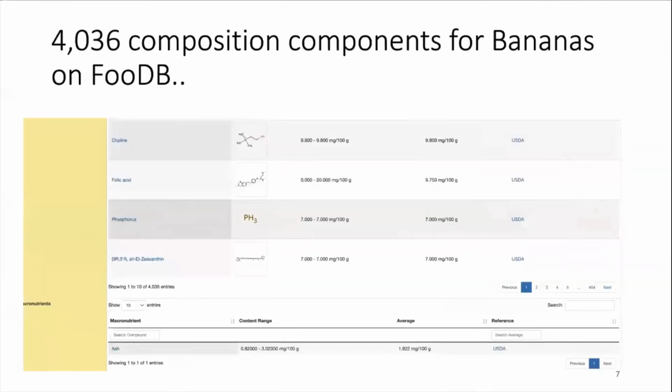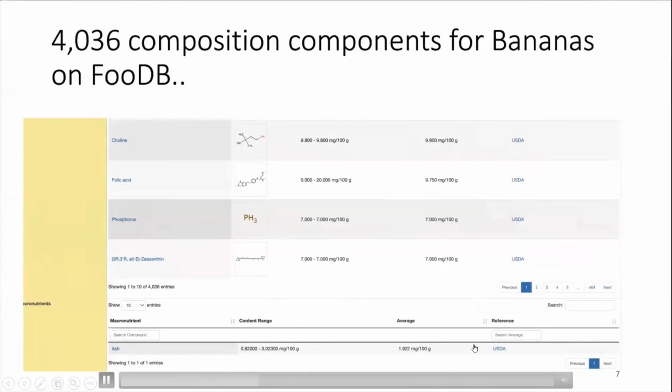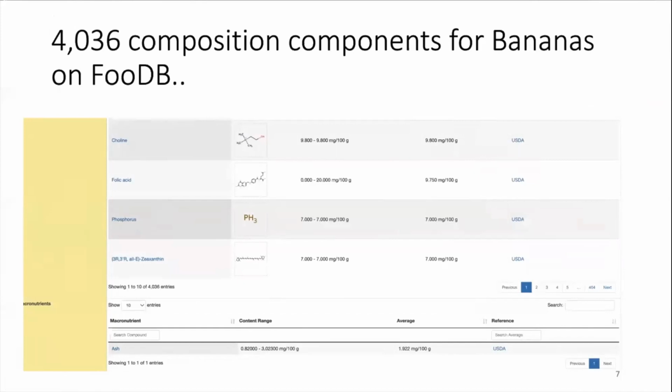However, for banana, when you look at chemical composition components on FooDB, you see over 4,000 chemical composition components. And when we see that many components, as a user and a researcher, the question quickly becomes, which one of these over 4,000 components are the most important or relevant to me or my research?